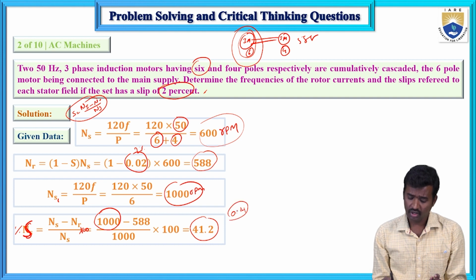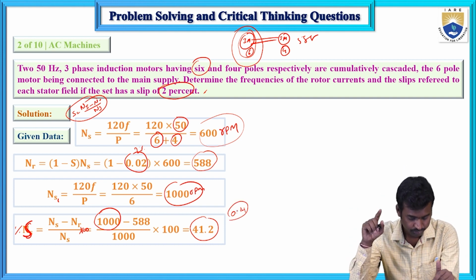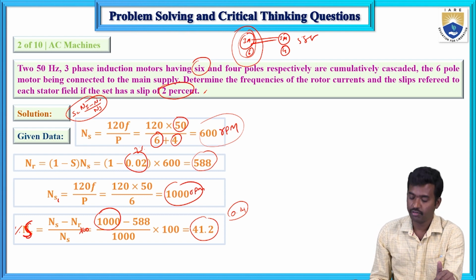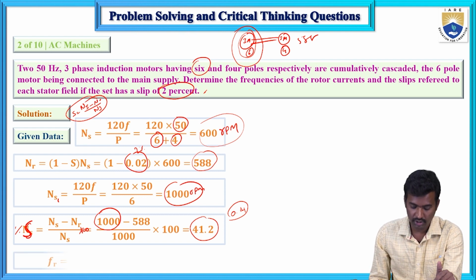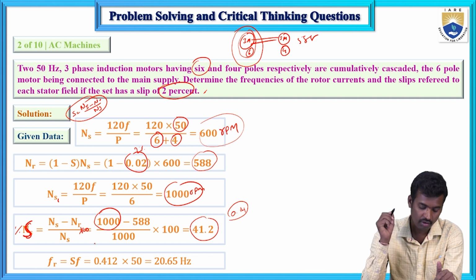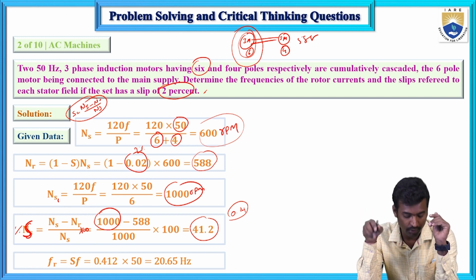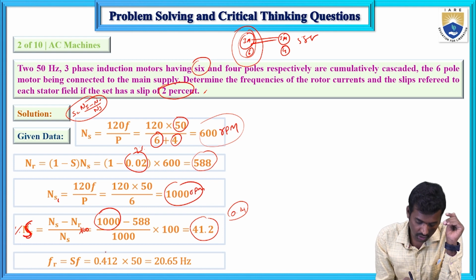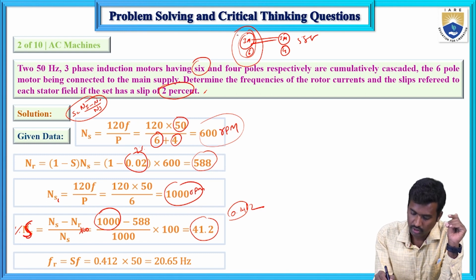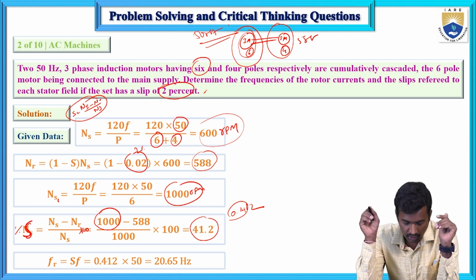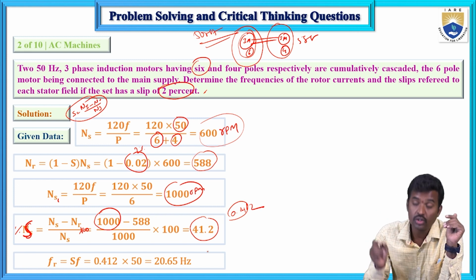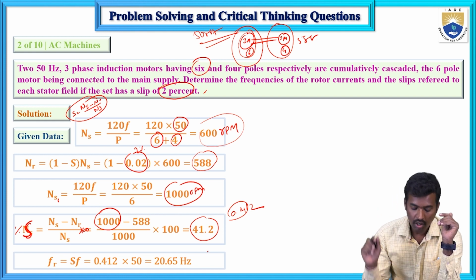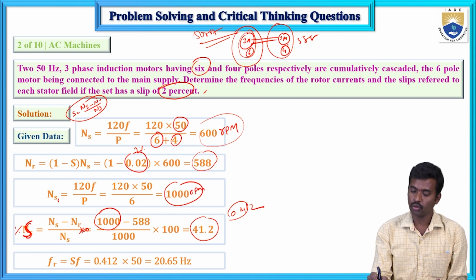Next, the rotor frequency of the 6-pole induction motor. We know the formula: F rotor equals slip into supply frequency. So the rotor frequency equals 0.0412 into 50 Hz, the supply. That value equals 20.665 Hz.